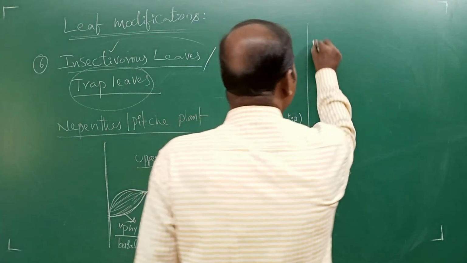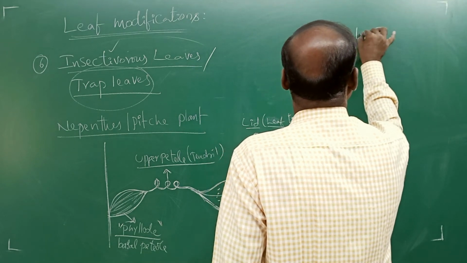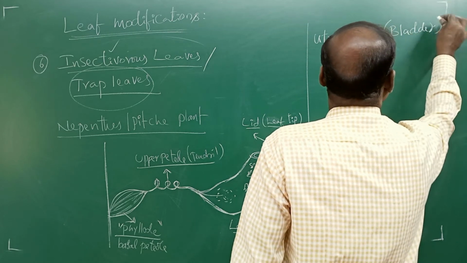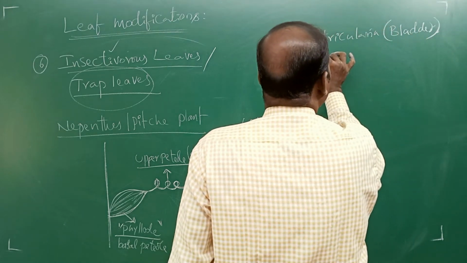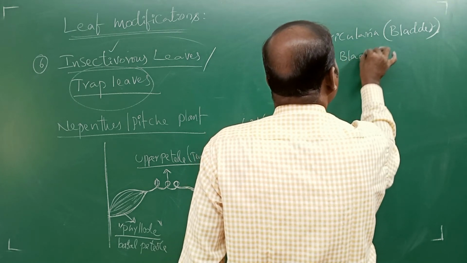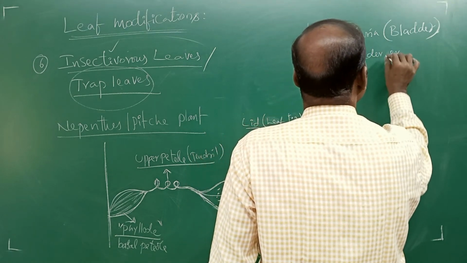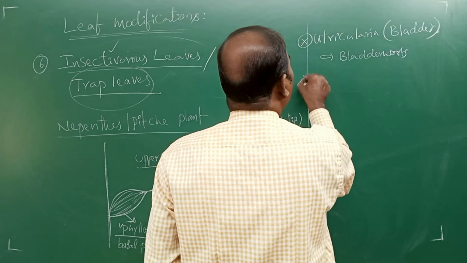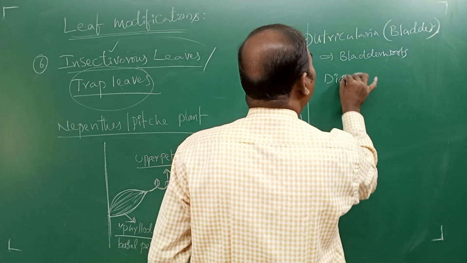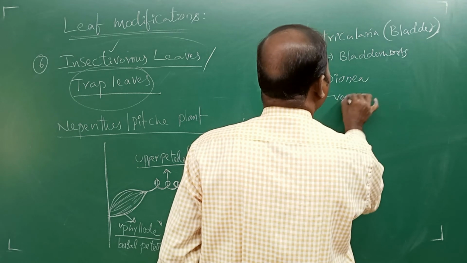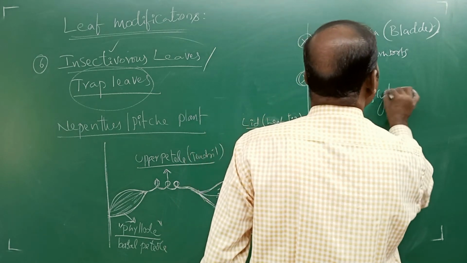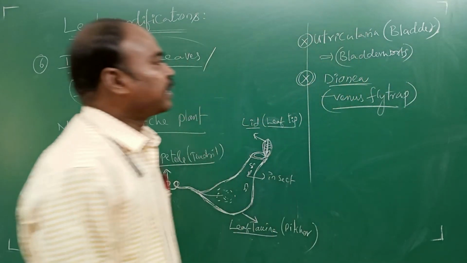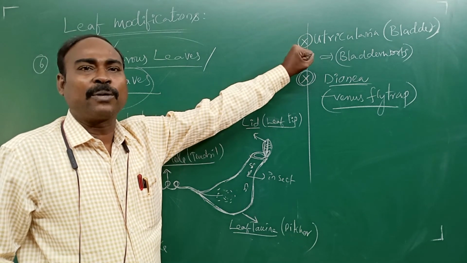Likewise, in some plants, Utricularia, the leaves are modified into bladder-like structures to trap the insect. They are called bladderworts. One example, Dionaea, Venus flytrap. These are some other examples of insectivorous plants.